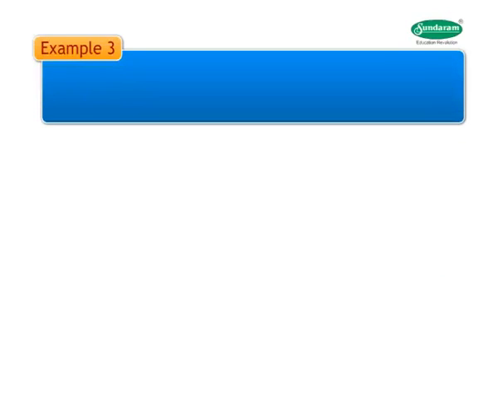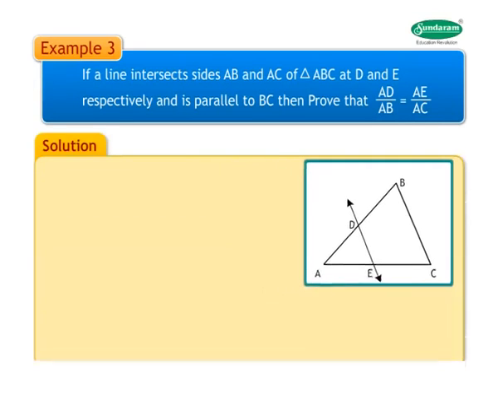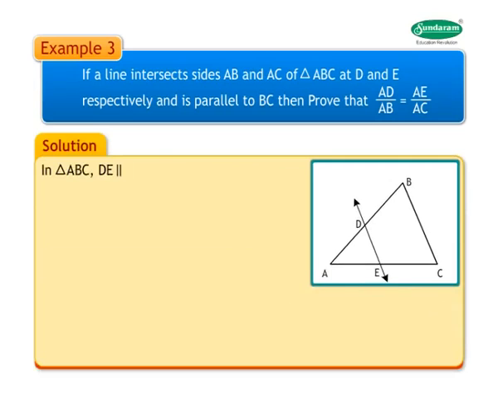Example 3. If a line intersects sides AB and AC of triangle ABC at D and E respectively and is parallel to BC, then prove that AD upon AB is equal to AE upon AC. Solution. It is given that in triangle ABC, DE is parallel to BC. Therefore, by basic proportionality theorem, AD upon DB is equal to AE upon EC.